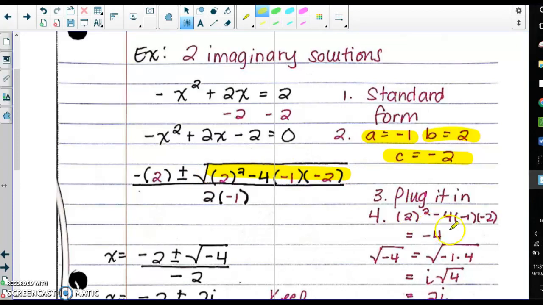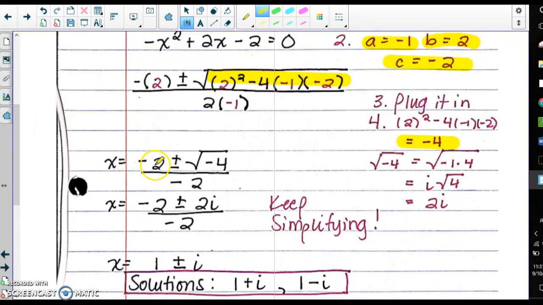Okay, 2 squared minus 4 times negative 1 times negative 2 gives me a negative 4. So that's going to leave me with negative 2 plus or minus the square root of negative 4 over negative 2. The square root of negative 4 we know is negative 1 times 4 by our product property. And anytime you see a negative under the square root, you're going to take out i, the imaginary unit. So now you have i square root of 4, and the square root of 4 is 2, so you have 2i. So this becomes negative 2 plus or minus 2i over negative 2.